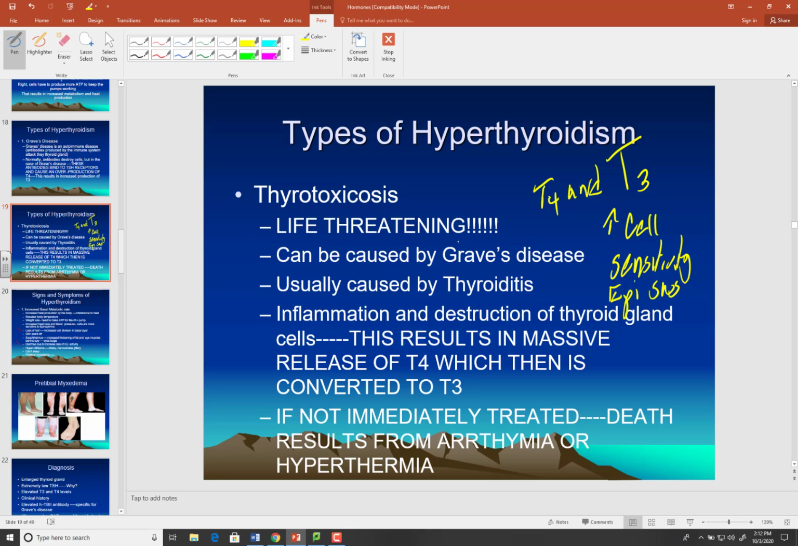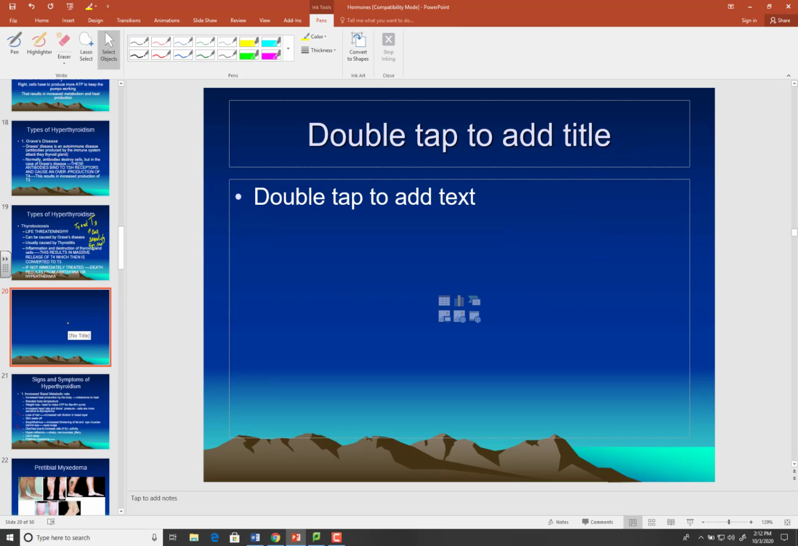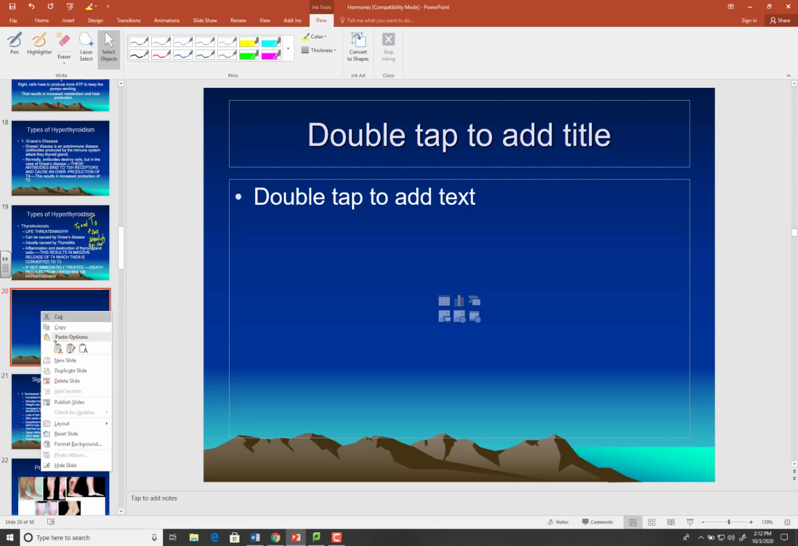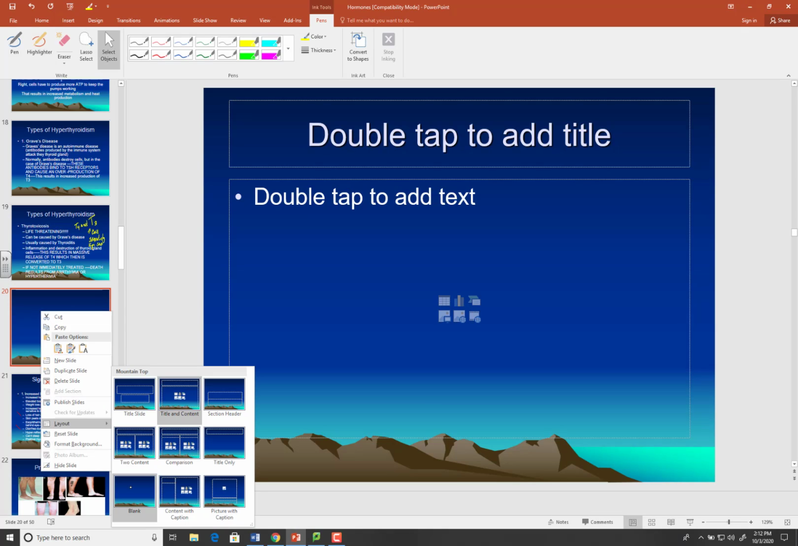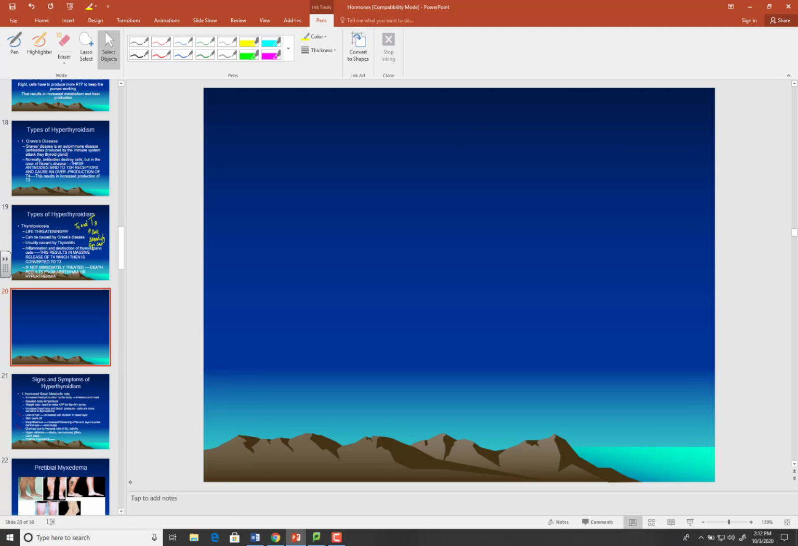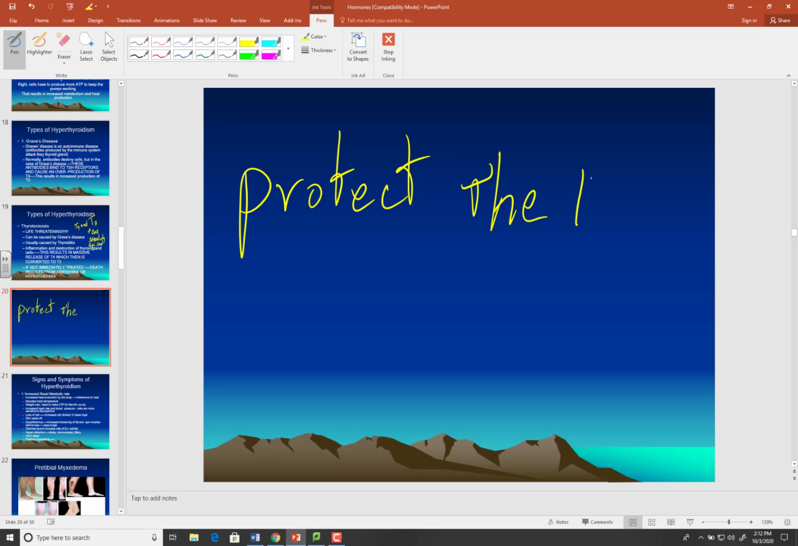Now, the first thing you want to do when someone is diagnosed with Graves' disease is, very important, protect the heart. Now, what does T3 and T4 do to norepinephrine and epinephrine? It increases the heart sensitivity to that. So that's why your heart rate is up and your blood pressure's up.